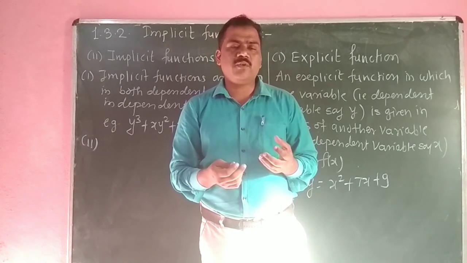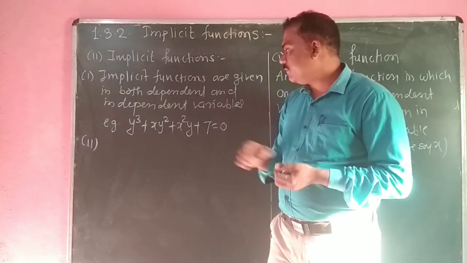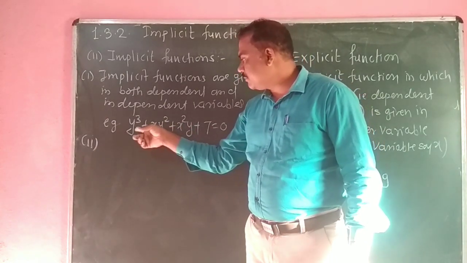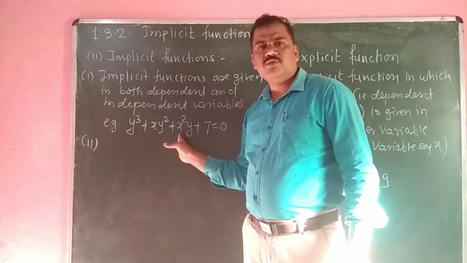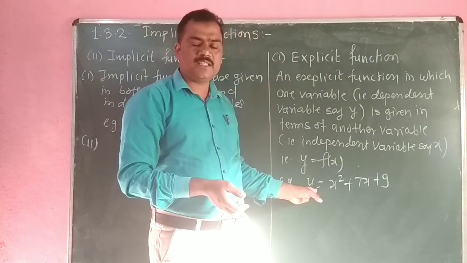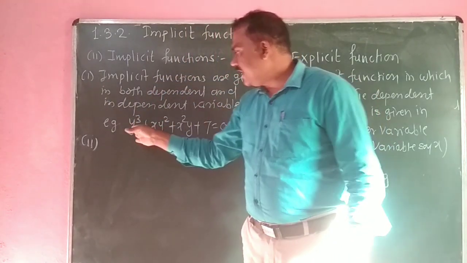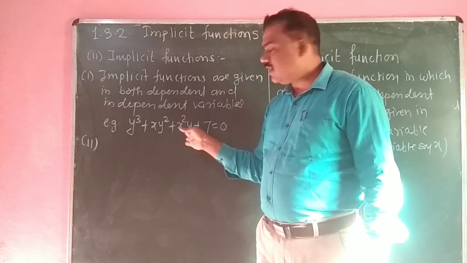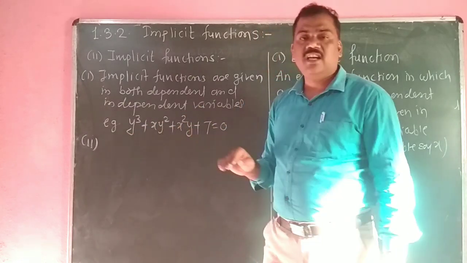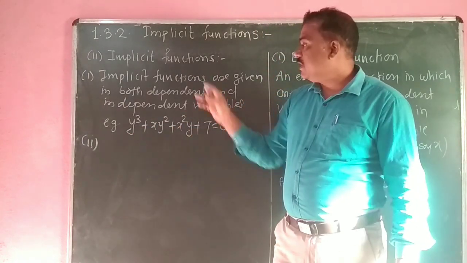In simple way, when we are given a function with a mixing of the variables, here we cannot express y explicitly in terms of x or x explicitly in terms of y. Functions of this type, where y is not explicitly in terms of x or x in terms of y, are called implicit functions.